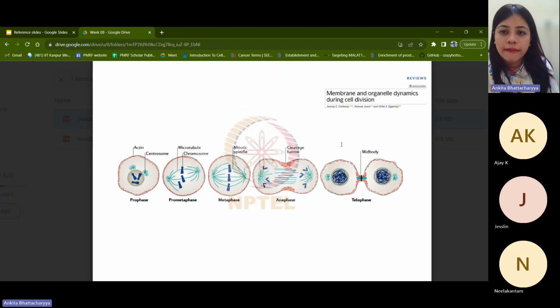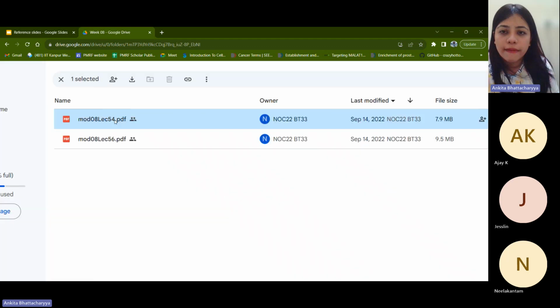And here you see a similar arrangement of the same, just simplified into these 5 phases, which are prophase, prometaphase, metaphase, anaphase, and telophase. So we'll move on to the next lecture.